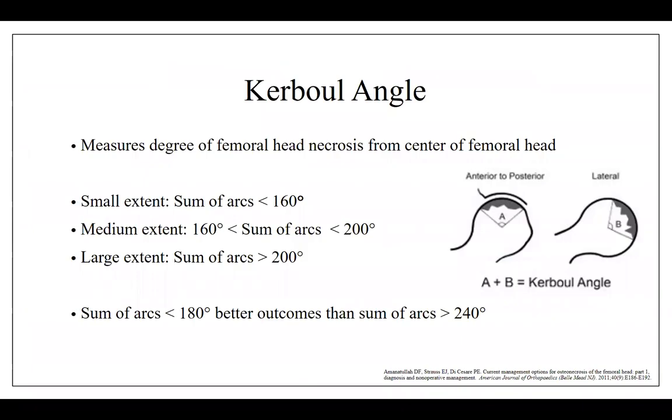So this is Kerbel's angle. Kerbel's angle really measures the degree of femoral head necrosis from the center of the femoral head, and it measures the arc that is present. So we can calculate it based on the AP and the lateral, and the sum of that is the Kerbel angle. So this helps to determine the size of the necrotic region. So it can be small, medium, or large. If the sum of the arcs is less than 180 degrees, these patients end up having better outcomes than patients whose sum of arcs are greater than 240 degrees.